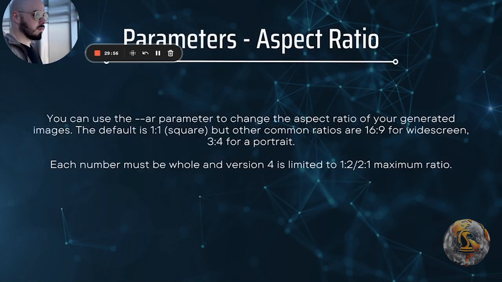Now let's talk about the aspect ratio. This is obviously within the parameters. You can use the --ar parameter to change the aspect ratio of your generated images. The default is 1:1 square, but other common ratios are 16:9 for widescreen, 3:4 for portrait. Each number must be whole, and version 4 is limited. So keep that in mind. Version 4 is limited to 1:2 and then 2:1 maximum ratio. Version 4 is limited, but you have more than enough to mess around with.